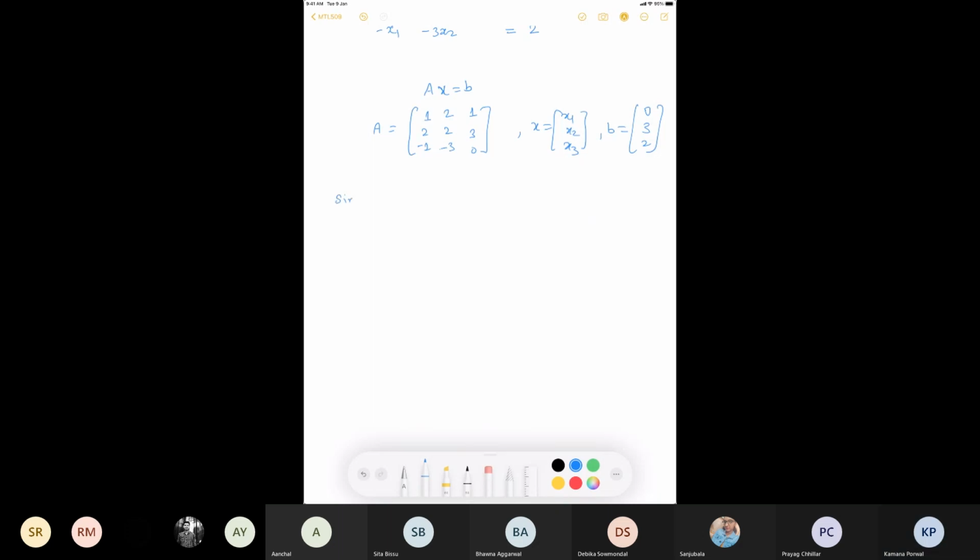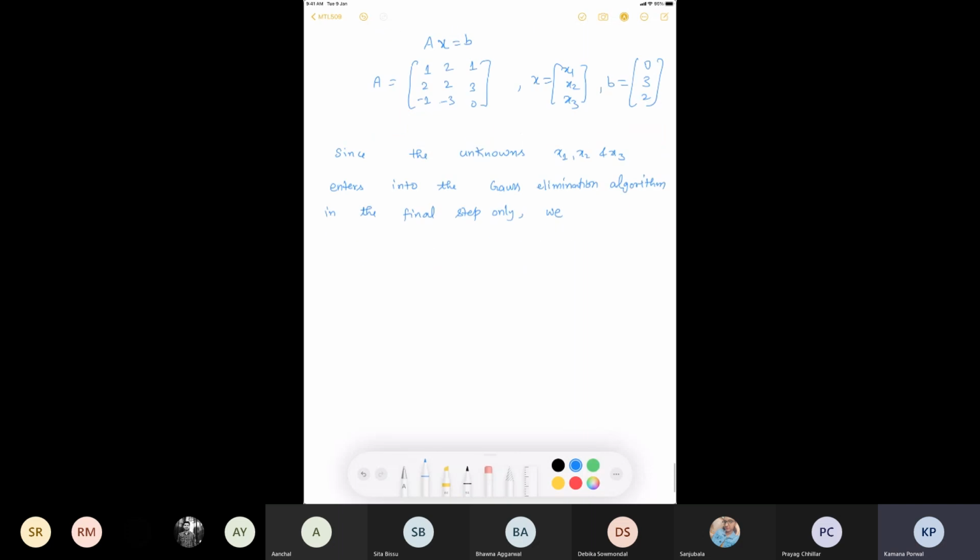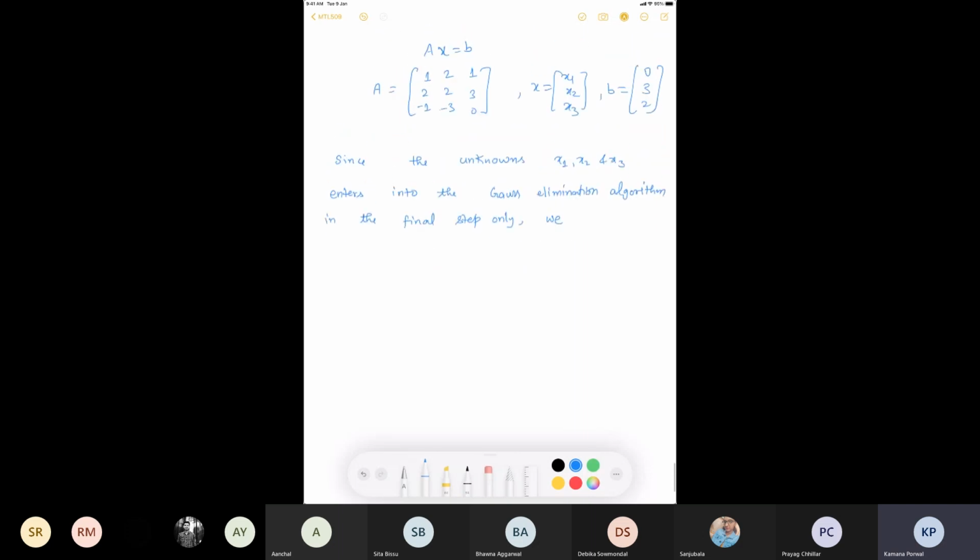Since these unknowns x1, x2, and x3 enter into the Gauss elimination algorithm in the final step only, we are basically going to use the augmented matrix to represent this system.